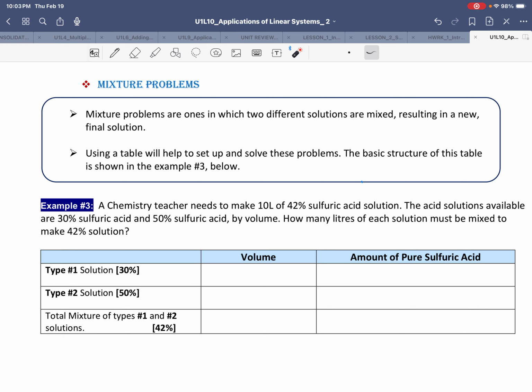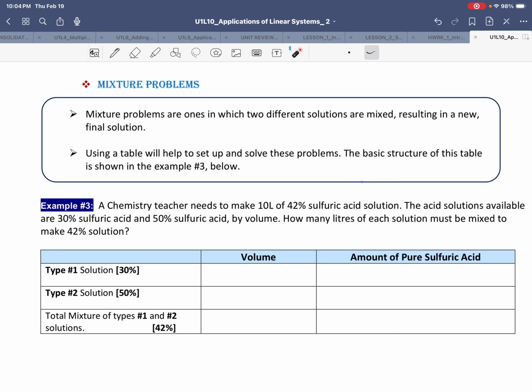Hi everyone, let's take a look at another application of linear systems, and this time we're looking into mixture problems. Mixture problems are the ones in which two different solutions are mixed to create a resulting or final solution. I strongly encourage that we use a table to organize the information. It will help us organize the information effectively and solve the problem efficiently and with no mistakes.